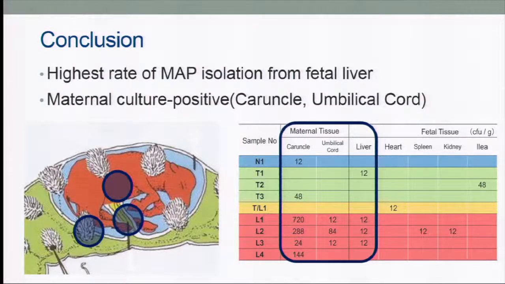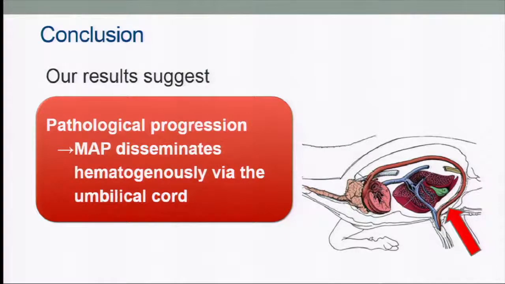We believe the most frequently MAP-isolated fetal organ was the liver. Likewise, MAP was also isolated from the maternal caruncle and umbilical cord. This suggests that fetal infection was caused via umbilical cord blood. However, the mechanism of spread of fetal infection across the strong placental barrier is still unknown and requires further investigation.